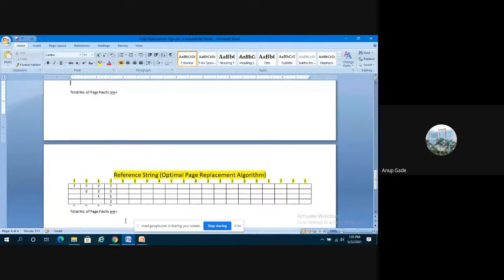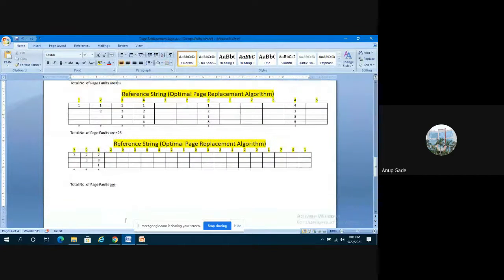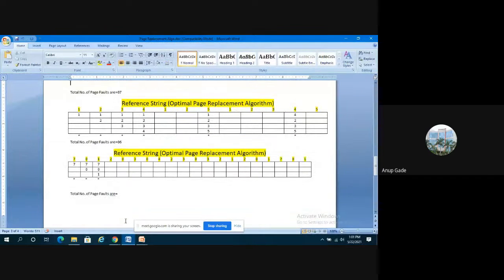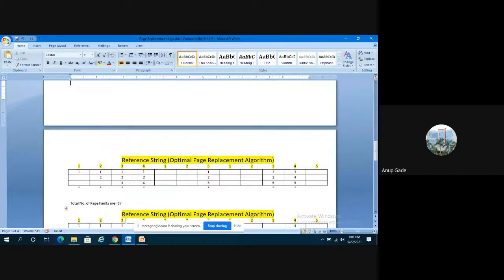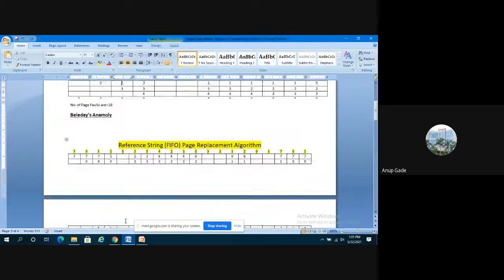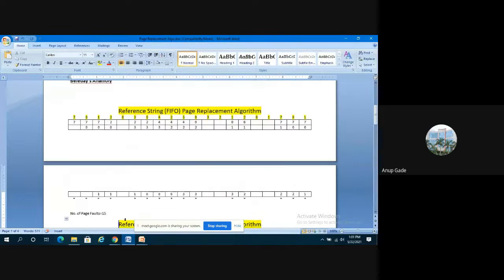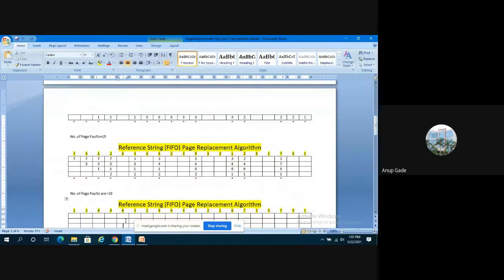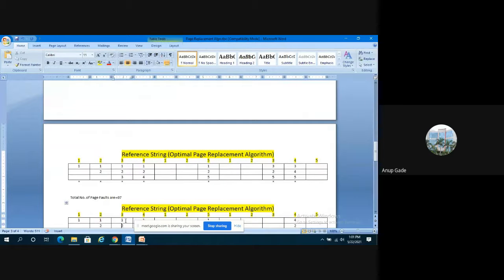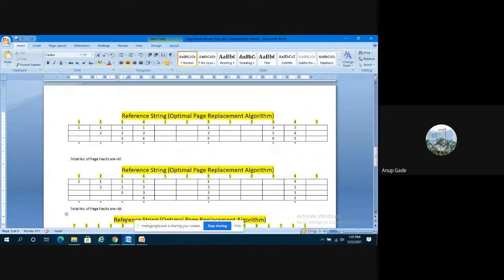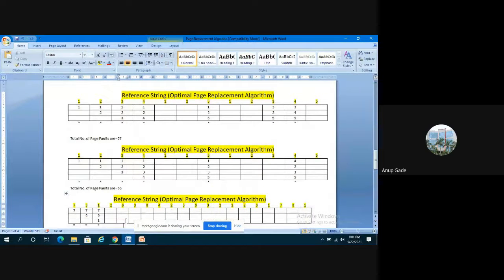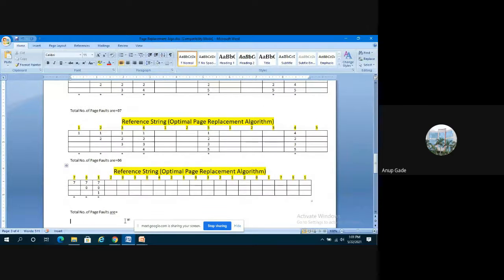Okay, and in that numerical we have seen that the reference string we have kept similar to yesterday's one, and the number of page faults occurred are less. In FIFO, the first algorithm we implemented, the number of page faults were 9, whereas when we applied the optimal page replacement algorithm, the total number of page faults was 7, and when we increased the number of frames, the number of page faults was 6.